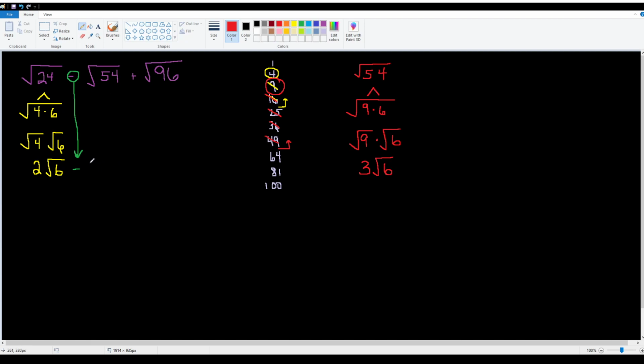I'm just going to move this right over here since we started our problem here. So this is going to be 3 square root of 6. Again, don't forget, bring your sign all the way down. So plus, and I'm going to do the same thing with the square root of 96. Going to look to simplify the square root of 96. So 96 falls right here.